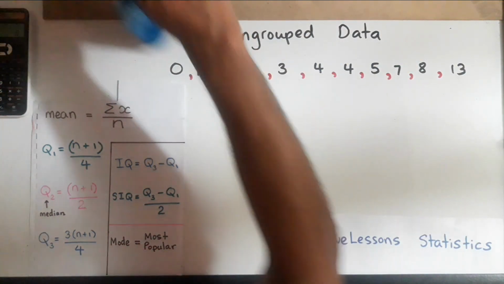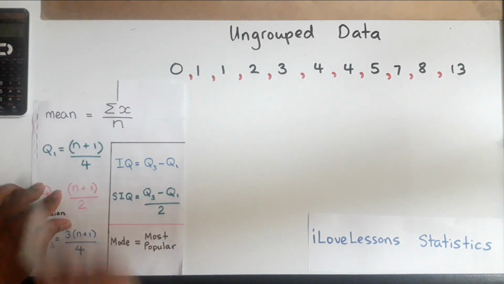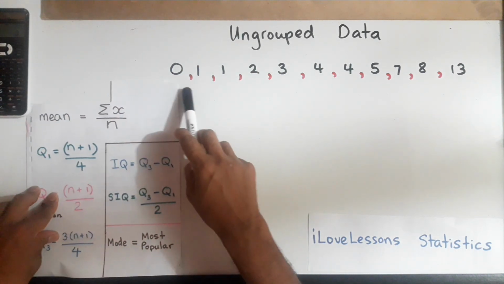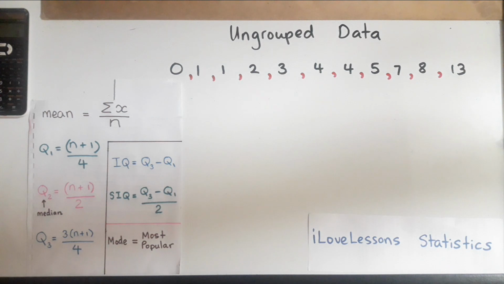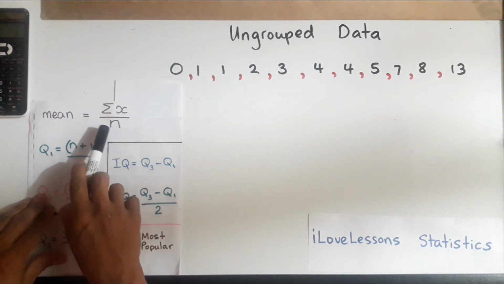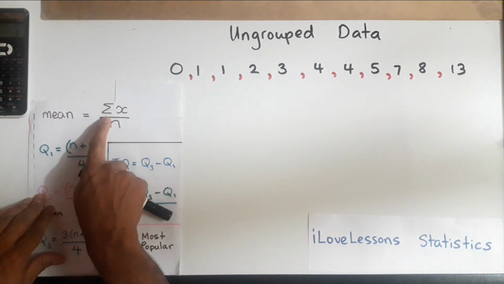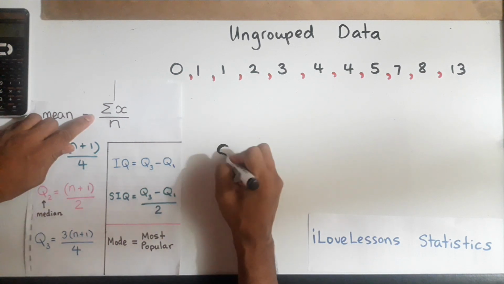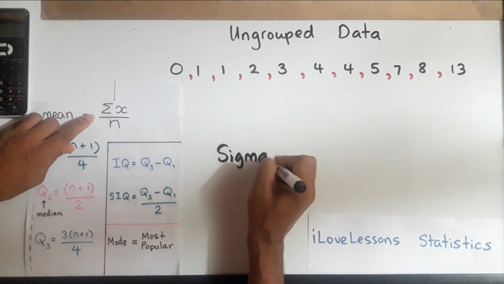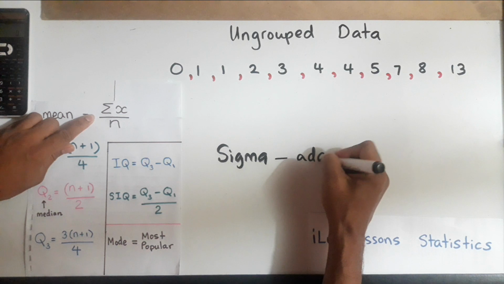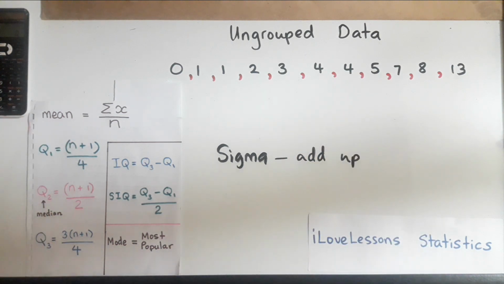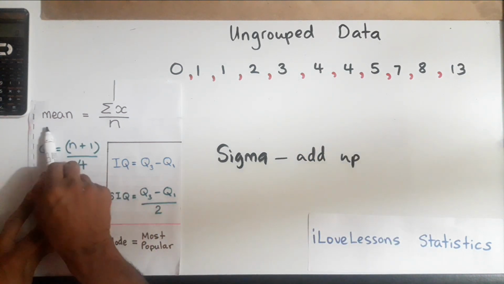So let's go through how to find the mean first. To find the mean of ungrouped data, there's this little formula here. This funny looking E is called sigma. And sigma just means to add up, or to sum up, or to total up. So I think you'll be able to handle the mean.